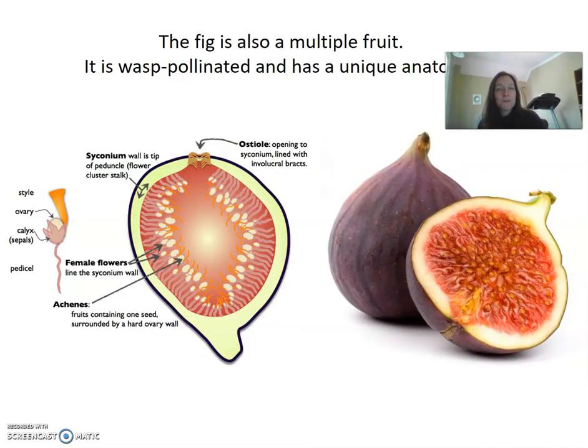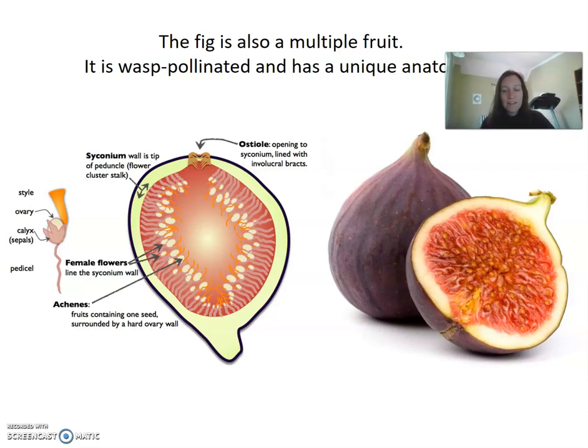Figs are also multiple fruits, and this is another one that we have in the greenhouse. Figs are wasp pollinated, and sometimes we get a little annoyed by the wasps in the greenhouse, but what they're doing is pollinating the fig flowers. They have a certain scent that attracts wasps. So here we don't have a very good picture of the flowers of the fig, but we've got the anatomy of the fig and what it looks like with a longitudinal section.